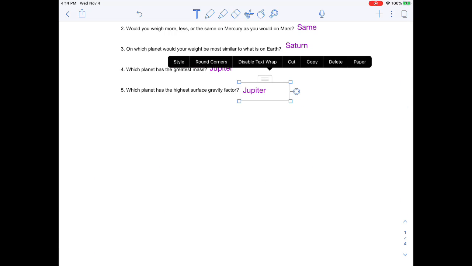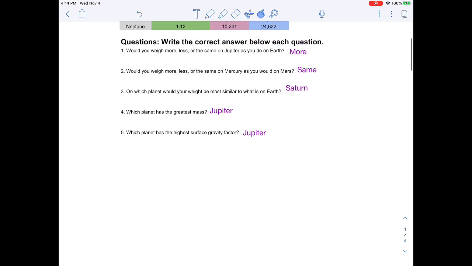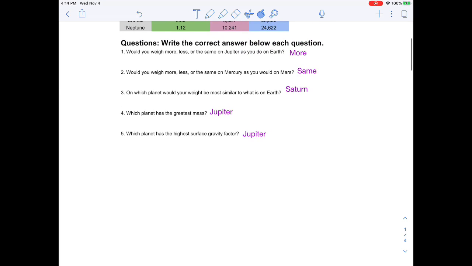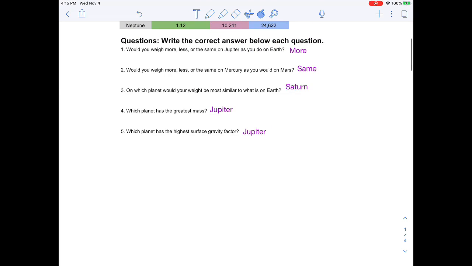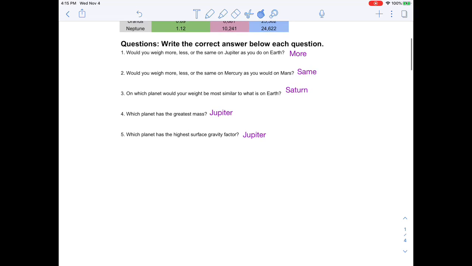So your answers to the questions on the first page should be more, same, Saturn, Jupiter, and Jupiter. And as I stated in class, I don't care if you write incomplete sentences or not. It's fine with me. We're just trying to make sure that we understand this data.